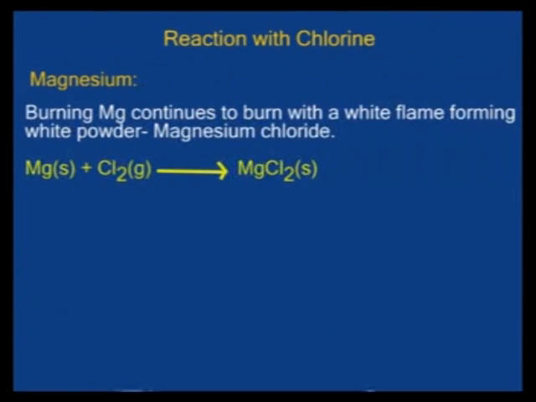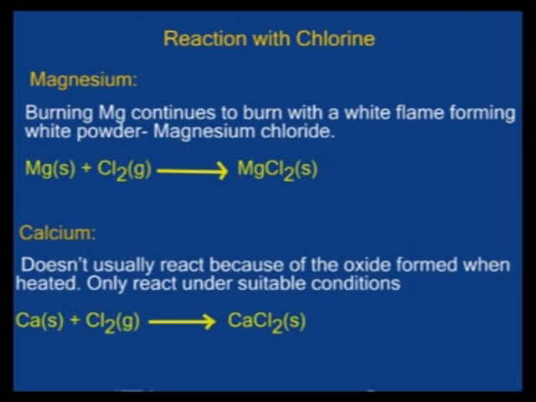Next is reaction with chlorine. When a burning magnesium is lowered in a gas jar containing chlorine gas, the metal continues to burn with a brilliant white flame, forming a white powder which is magnesium chloride. Calcium usually doesn't react with chlorine due to coating by calcium oxide formed when the metal is heated. However, under suitable conditions, calcium may react to form calcium chloride according to this equation.